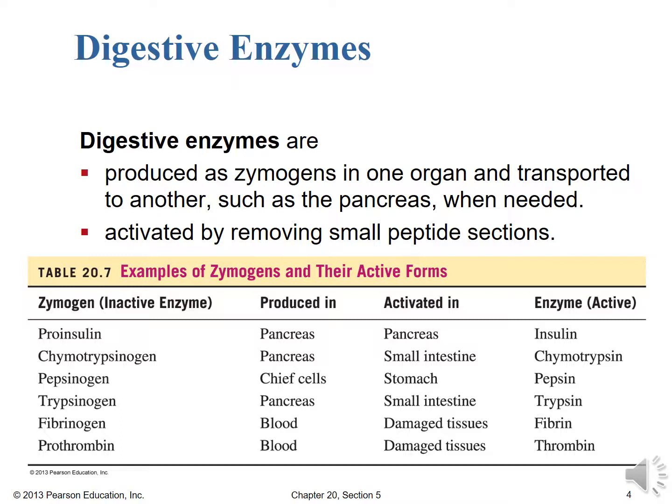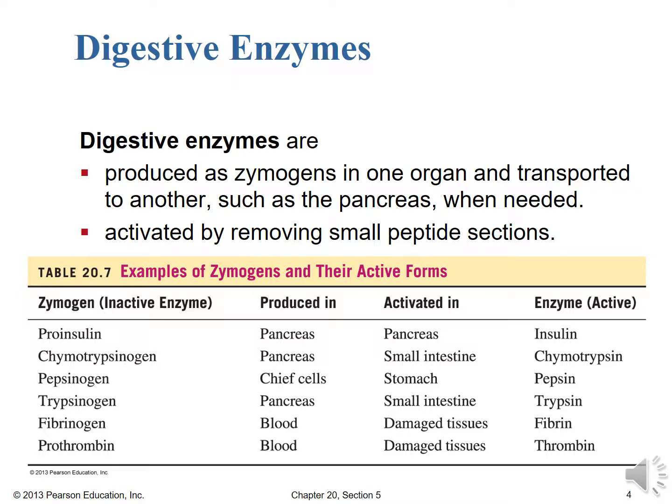Pepsinogen, we see that same sort of ending. It's produced in chief cells and then activated in the stomach as pepsin. Trypsinogen, produced in the pancreas, activated in the small intestine as trypsin. Fibrinogen in the blood and then activated in damaged tissues as fibrin. And then prothrombin, also produced in the blood, also activated in damaged tissues to form your thrombin, right? We don't want the fibrin and the thrombin active, or they can cause trouble in healthy tissues, but once there's damage and we need to stop bleeding, for instance, then you're definitely going to want the active forms of those particular enzymes.